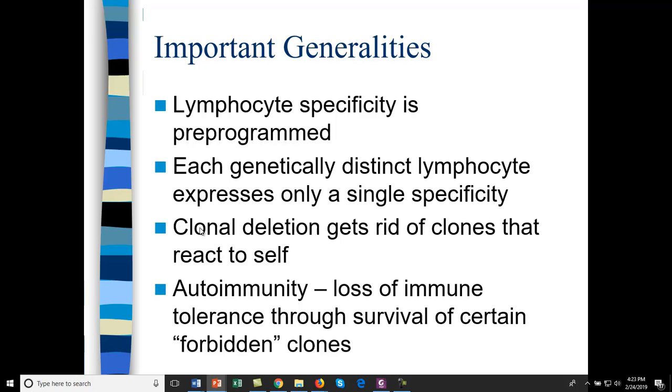Okay. Now, if some of these forbidden clones are not deleted, then that leads to autoimmunity. So if you have clones floating around that will attack your pancreas, or your kidneys, or your liver, your spleen, your skin, whatever, and you lose that immune tolerance, it's because forbidden clones have not been deleted, and they have survived and will then start to attack your tissue.